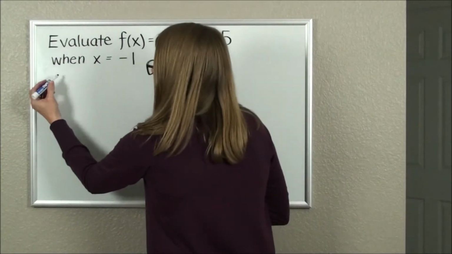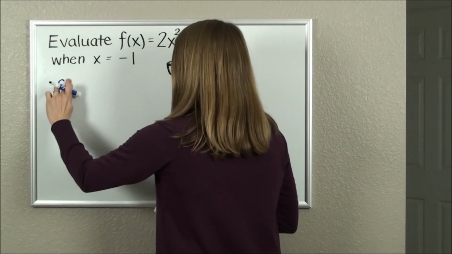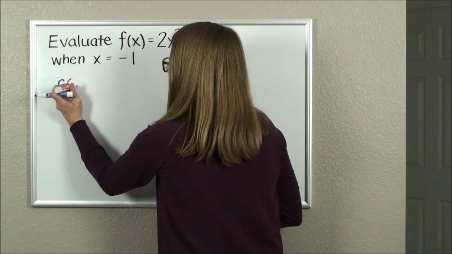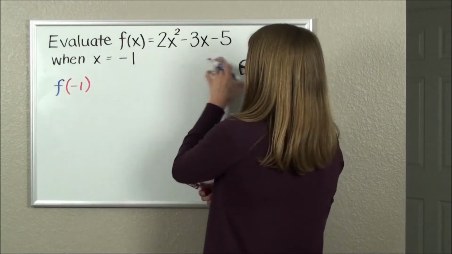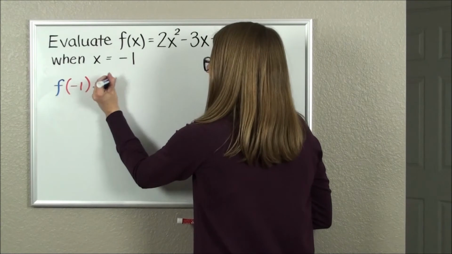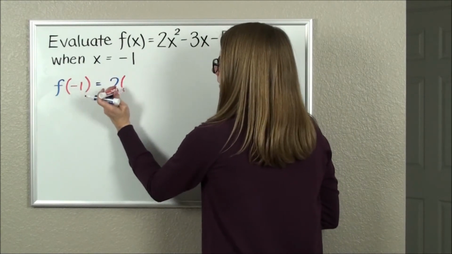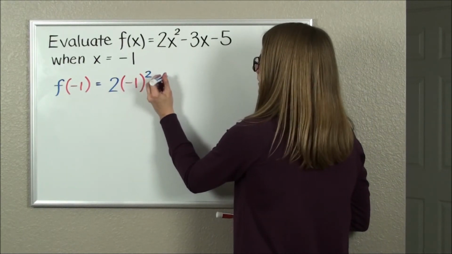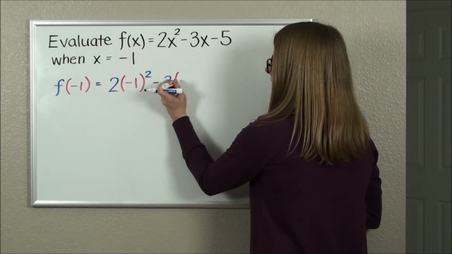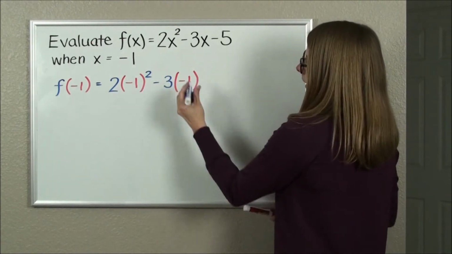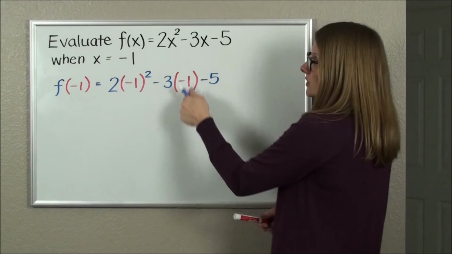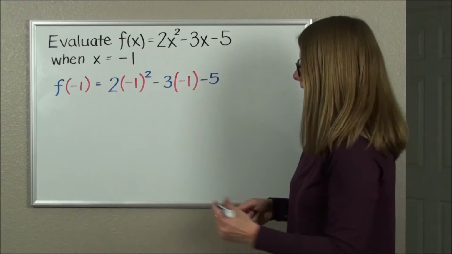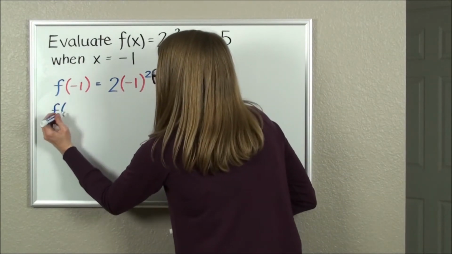So I start by plugging and chugging. I'm going to copy my function, but where there was an x, I am going to put negative 1 in parentheses. And I'll do the same all the way through. So equals 2, and then instead of x, I have parentheses negative 1. Then I have the square, minus 3, and then again parentheses negative 1, and then the minus 5. So it should match the original function, but everywhere there was an x, I now have negative 1 in parentheses. So then we'll continue cleaning this up one step at a time.